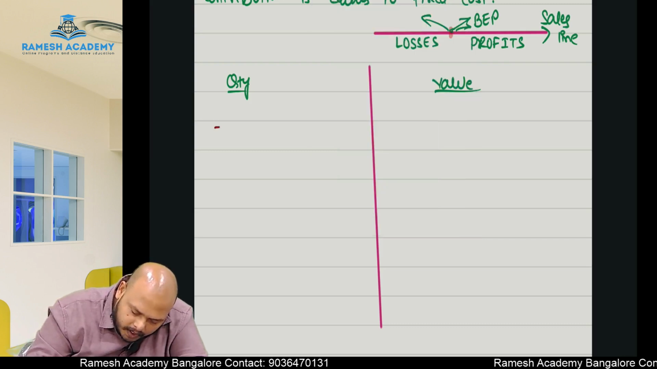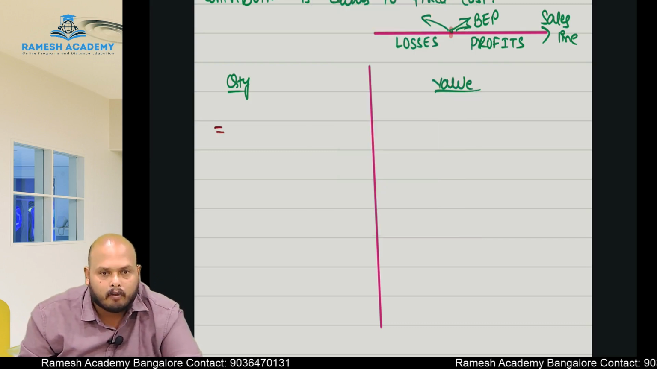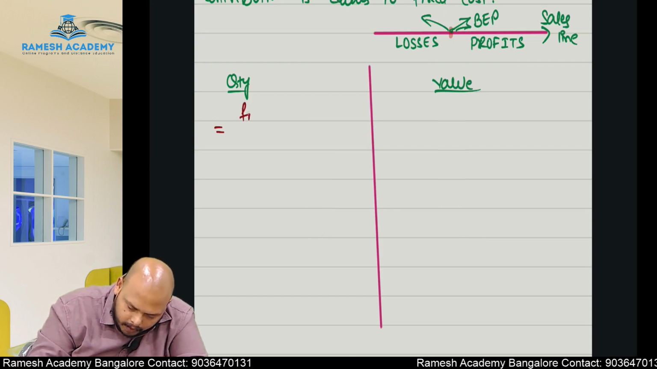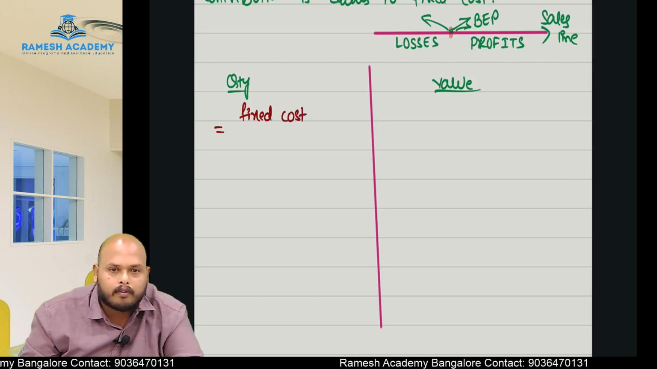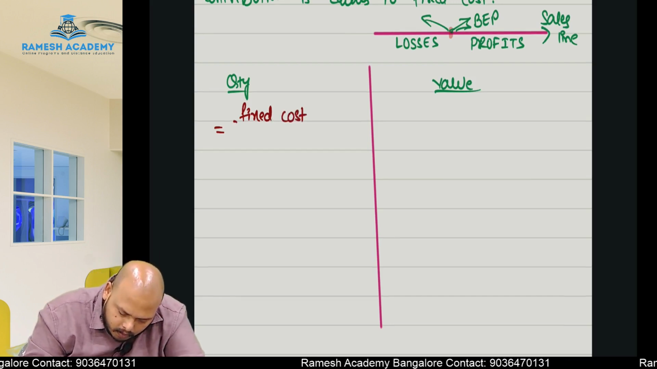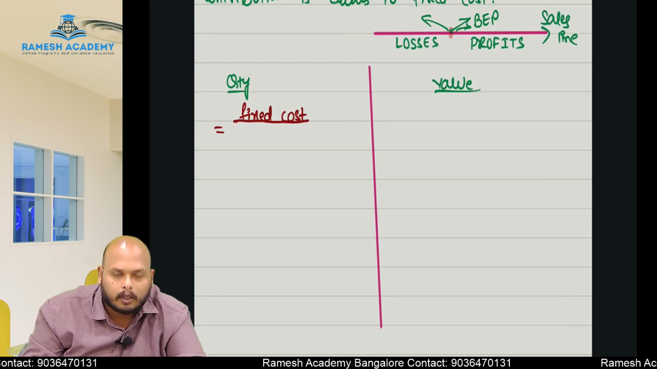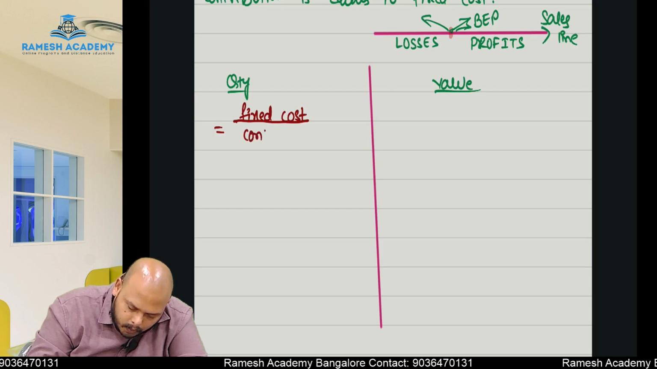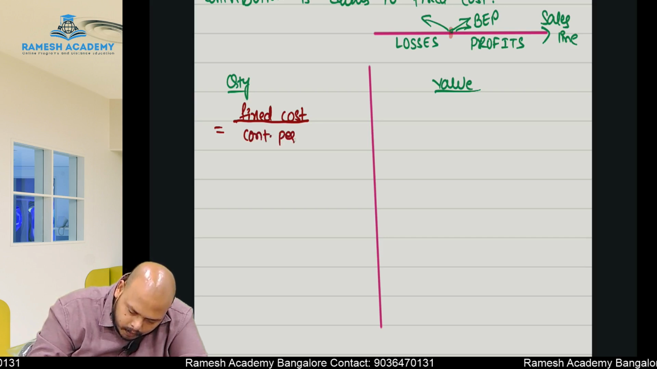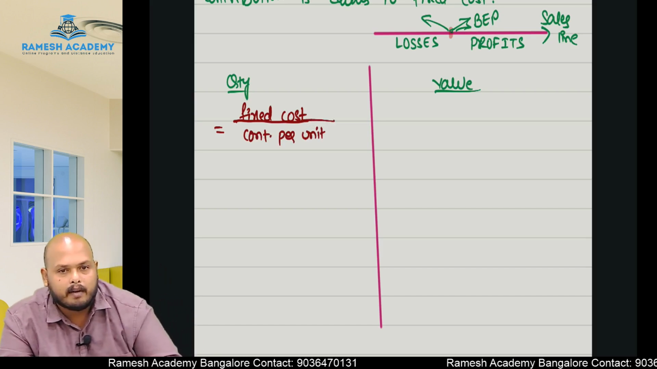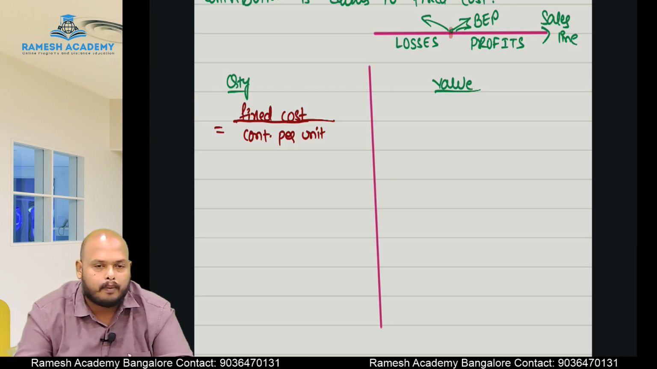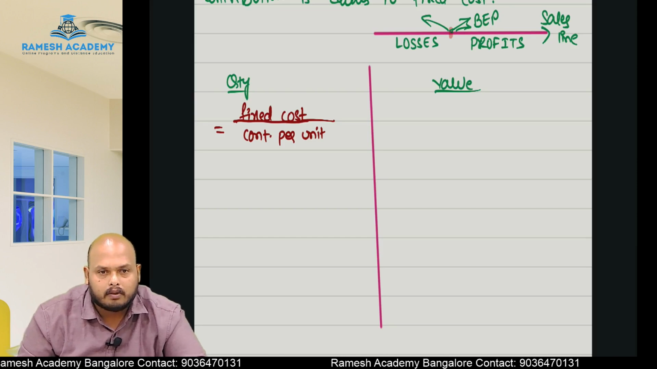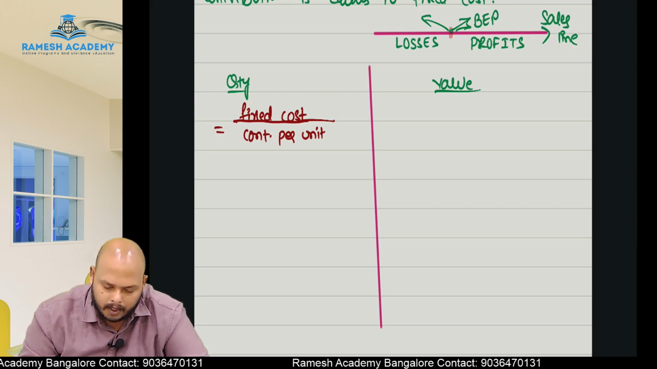Break-even point quantity is equal to what we need to recover. We need to recover fixed cost, divided by contribution per unit. Fixed cost divided by contribution per unit. This is the quantity based formula.